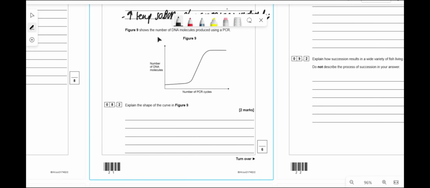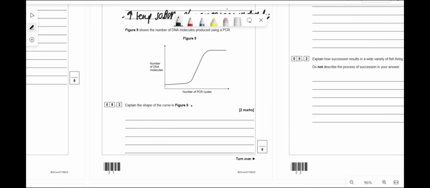Okay, so figure 9 shows the number of DNA molecules produced making a PCR. Explain the shape of the curve. So you've got the number of DNA here, and you've got the number of PCR cycles. You can see it's kind of low, and then bang, it shoots up, and then it levels off. So you need to think about what happens. In PCR, you're doubling each time. 2, 4, 8, 16, 32, 64, 128, and so on. So obviously that explains why it's a little bit slow, and then bang, it shoots up.